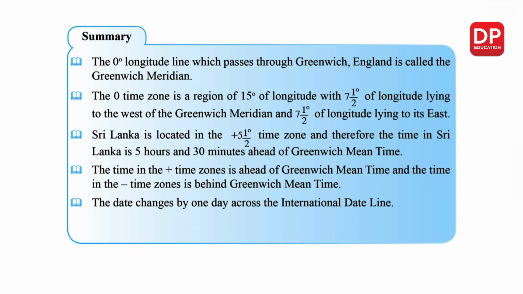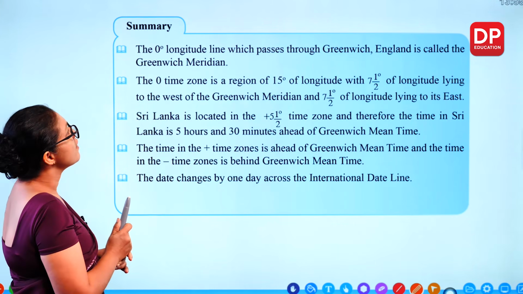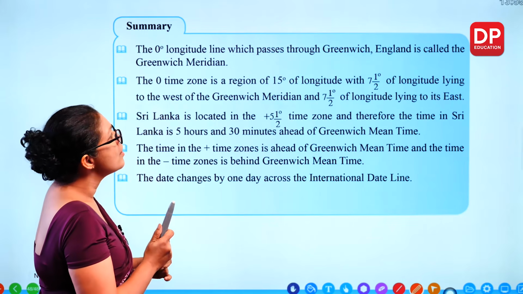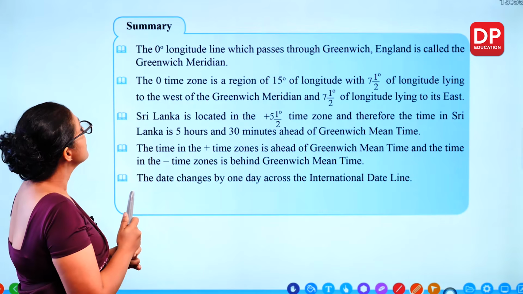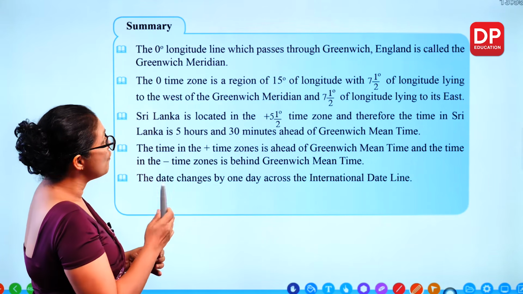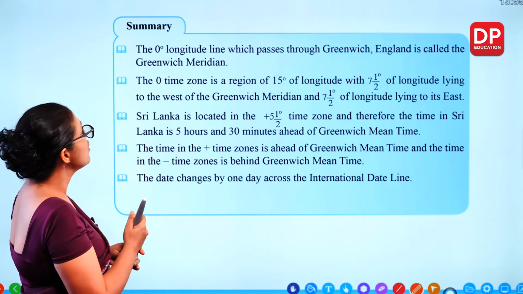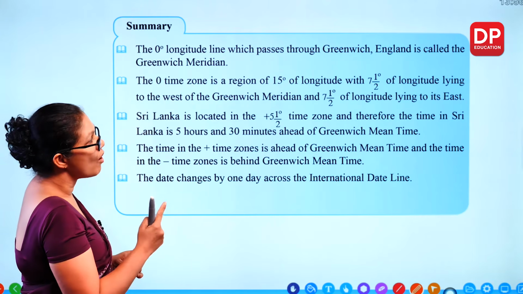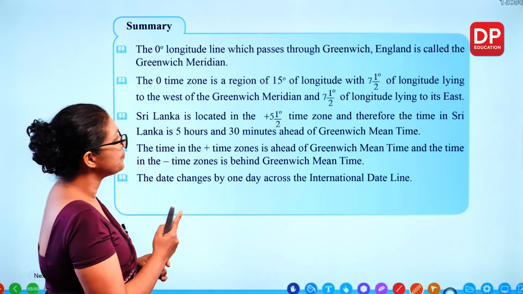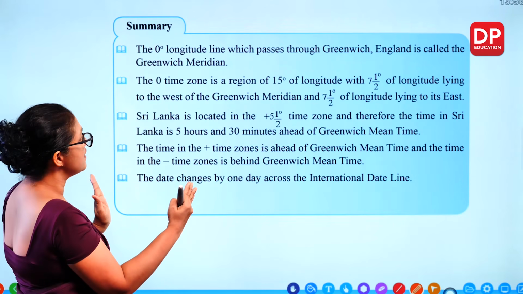So we covered all theory related to time. So what are the important things you need to remember? The 0-degree longitude line which passes through Greenwich, England is called the Greenwich meridian. The 0 time zone is a region of 15 degrees of longitude with 7.5 of longitude lying to the west of the Greenwich meridian and 7.5 of longitude lying to its east. So 7.5, both sides, that's 15 degrees.